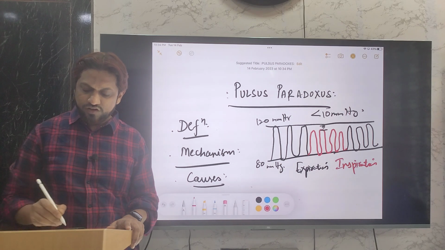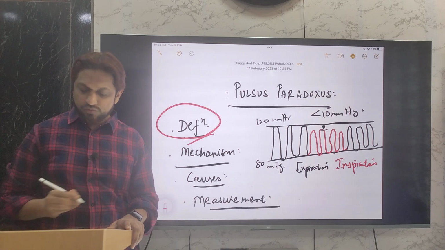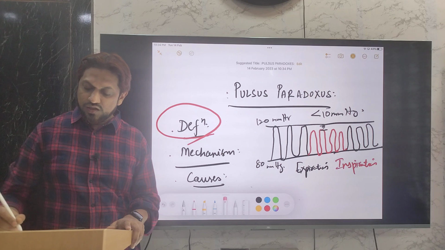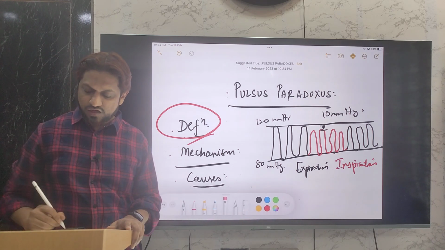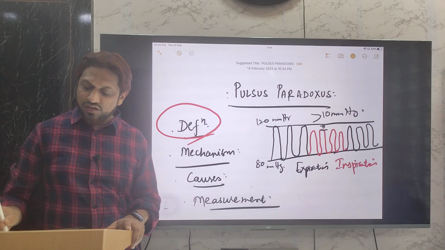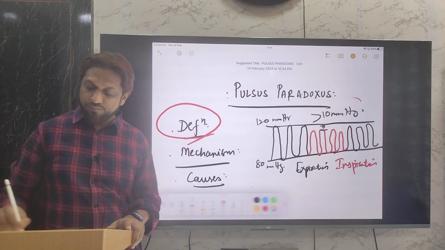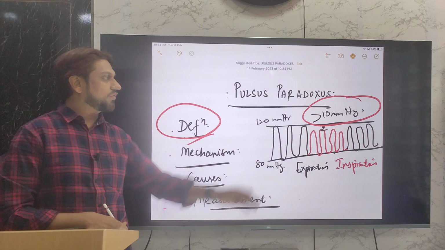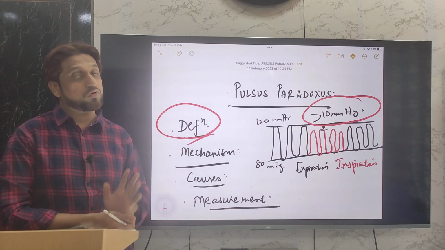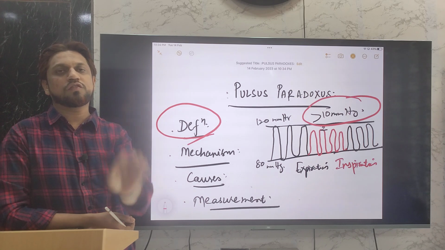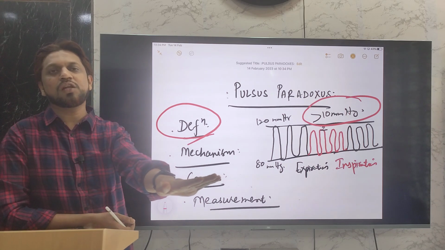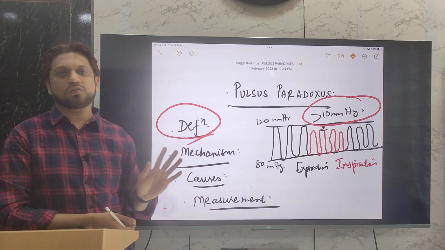Now coming to the definition of Pulsus paradoxus. If the inspiratory fall of the systolic blood pressure is more than 10 millimeter of mercury, then that clinical condition is simply called Pulsus paradoxus. To define what is Pulsus paradoxus, it is the inspiratory fall of the systolic blood pressure of more than 10 millimeter of mercury.